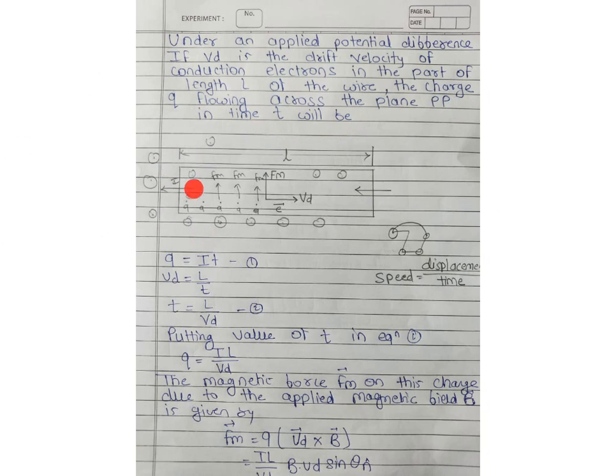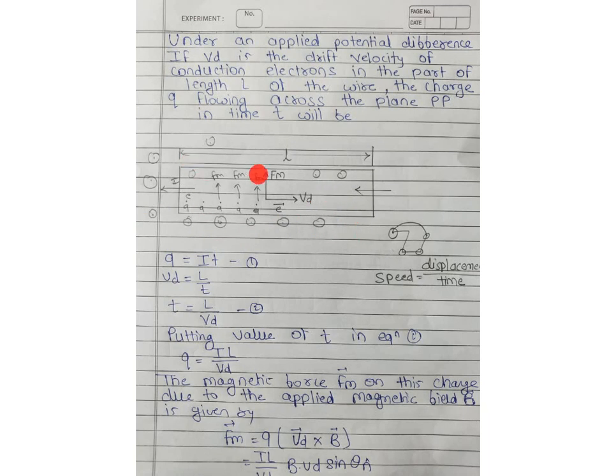Suppose this is your current carrying wire. When a current carrying wire is placed in a magnetic field, the wire will be deflected because of a magnetic force. We know that when a charge is in motion and placed in a magnetic field, it experiences a magnetic force.